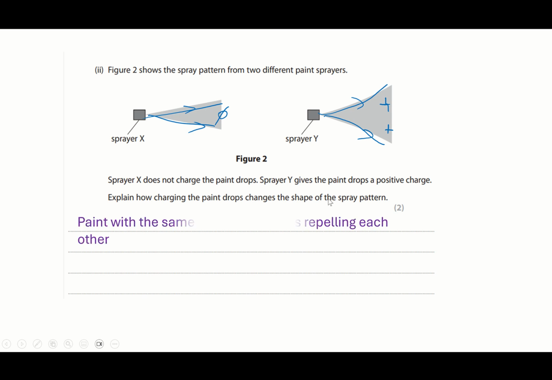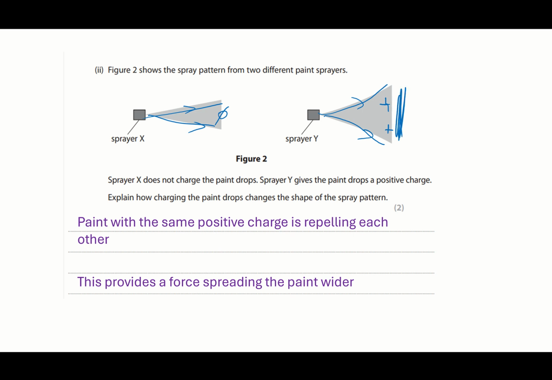Explain the shape. So paint with the same positive charge repelling each other. So I've got a mark here for saying they've all got the same charge, so they're all repelling. 1 mark. And the next part is, this is going to provide a force that's going to spread the paint wider, which we can see there. So it's wider here when we've got a force repelling them than it is here.